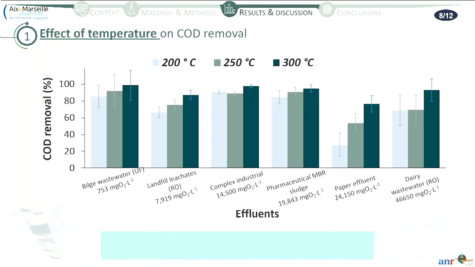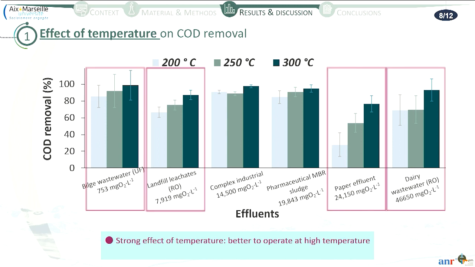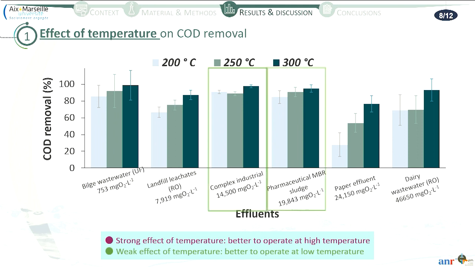So here we have the effect of the temperature on the 6 effluents that we treated. So we have here 4 effluents with a strong effect of temperature, which are the bilge wastewater, landfill leachates, the paper effluent, and the dairy effluent. And then we have effluents that have a lower effect of temperature, which is the case of the complex industrial effluent and the pharmaceutical sludge.